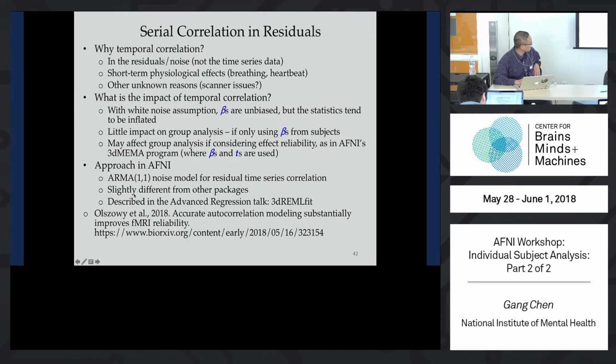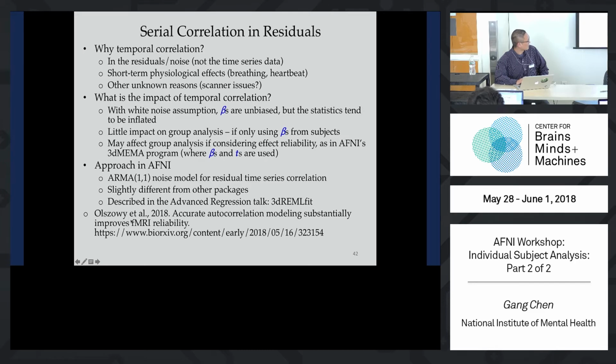So for that, in AFNI, we do have an approach. That approach is called ARMA(1,1), auto-regressive moving average. We don't want to go into the details, but the idea is to try to estimate and whiten the noise, which is another term to describe it, or to model the structure in the noise. So in AFNI, it's voxel-wise. Each voxel has its own temporal structure.